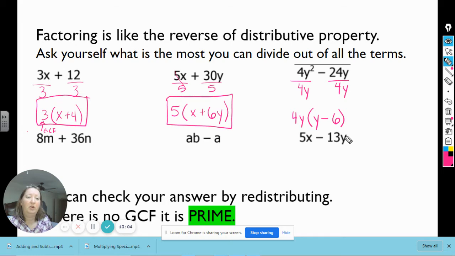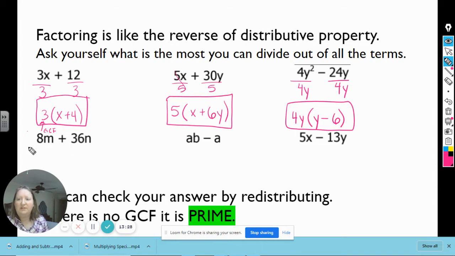That's it. Now remember, if you're worried that you're getting it wrong, you can do distributive property again, and you'll get back to this, and so then you didn't do anything wrong. All right, 8m plus 36n. Well, they don't have any variables in common, so let's think about the numbers.